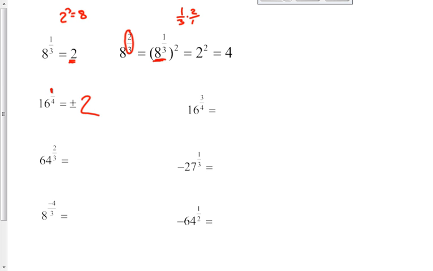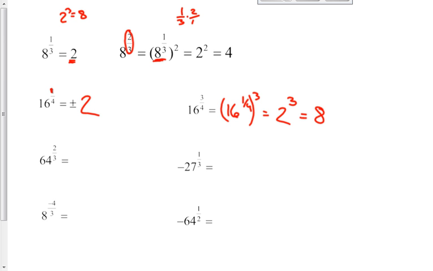I'm going to split the 3/4 power up into 2 pieces: 16 to the 1/4 and then raise to the 3rd power. I do that because I know 16 to the 1/4 comes from 2, and then 2 to the 3rd power gives me 8. 16 to the 3/4 equals 8.